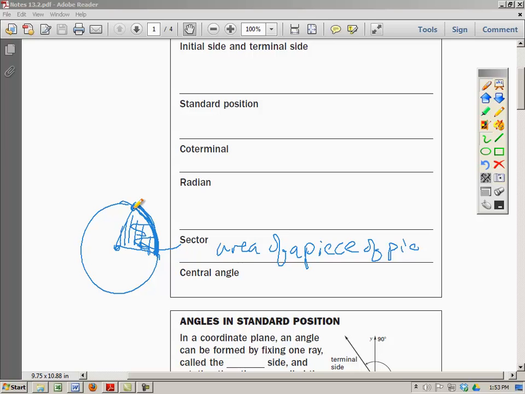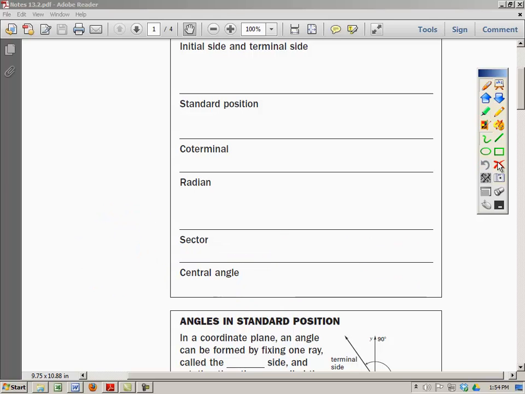Finally, a central angle is basically an angle made by two radii. So this radius here and this radius here form a central angle with that. We're going to be using that quite a little bit over this lesson. Okay, so let's start with angles in standard position.